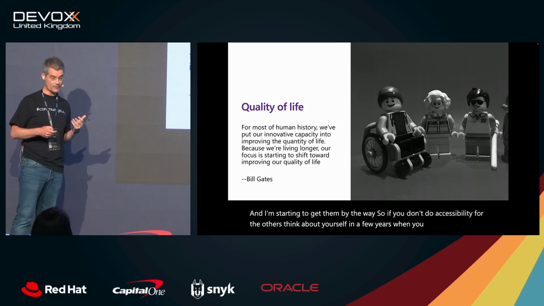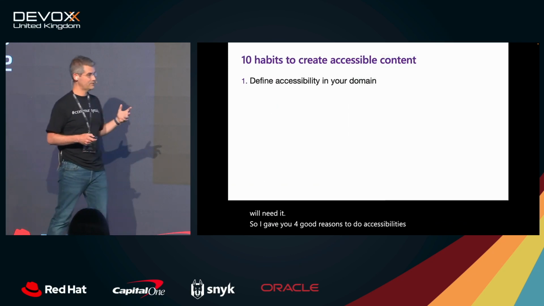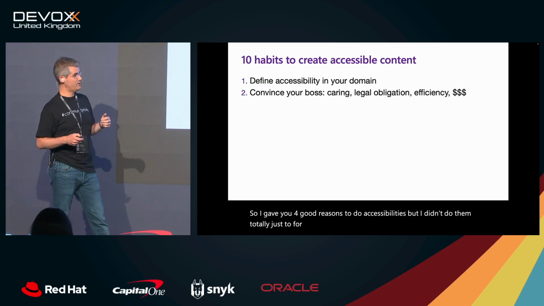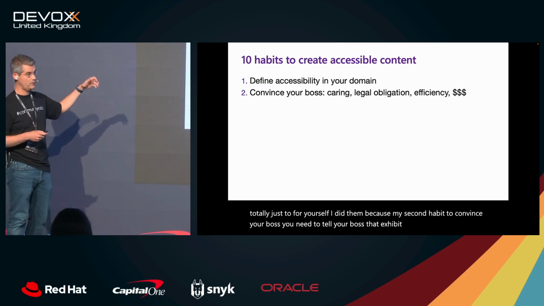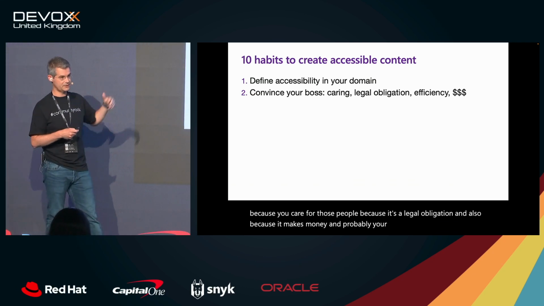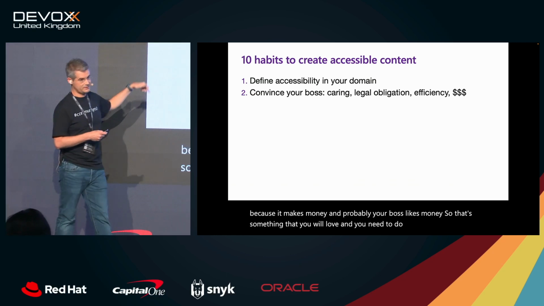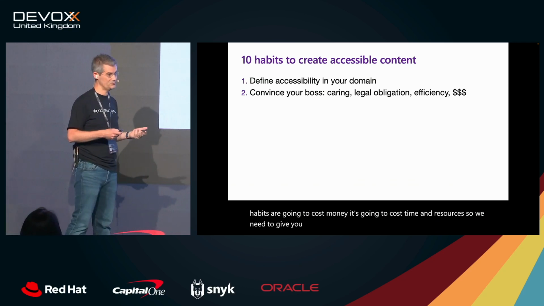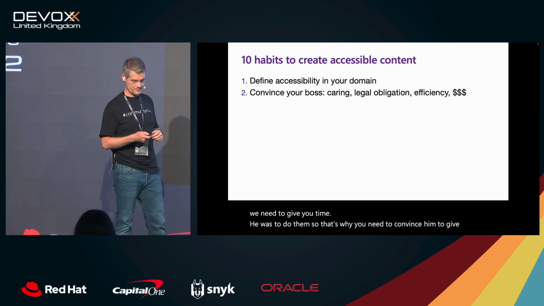So I gave you 4 good reasons to do accessibility, but I didn't do them totally just for yourself. I did them because my second habit is to convince your boss. You need to tell your boss that accessibility is super important because you care for those people, because it's a legal obligation, and also because it makes money, and probably your boss likes money, so that's something that he will love. And you need to do that because my next 8 habits are going to cost money. Well, it's going to cost time and resources, so he needs to give you time and resources to do them. And so that's why you need to convince him to give you that time and resources.